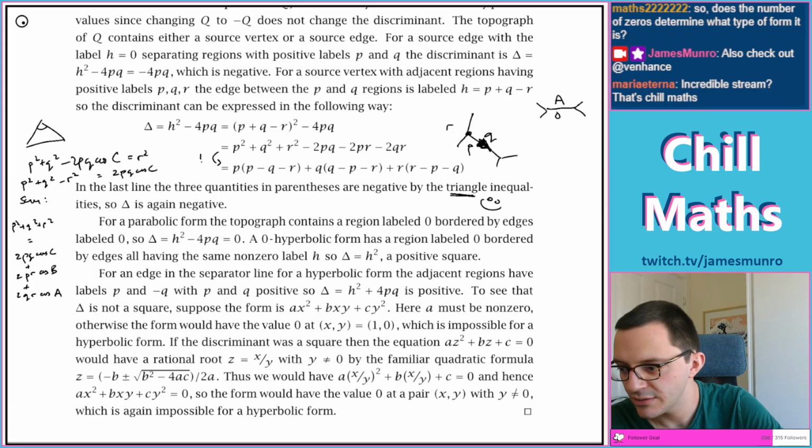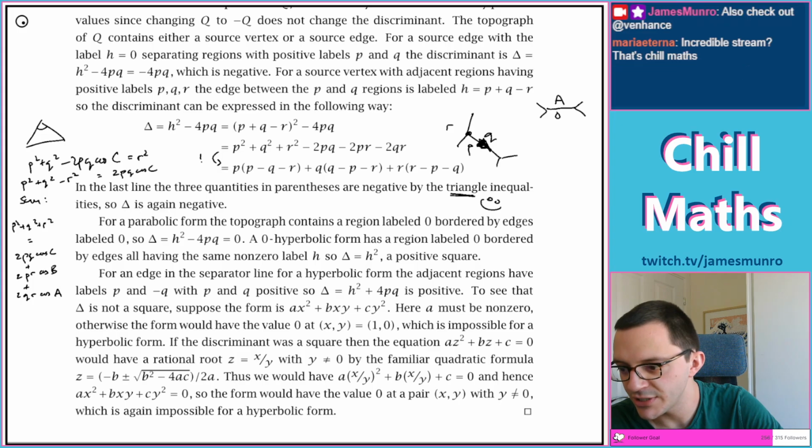Good, right. Okay. Does the number of zeros determine what type of form it is? I think it does.